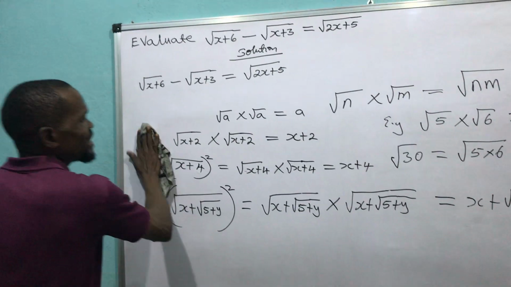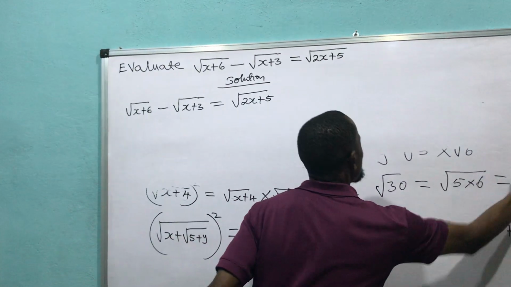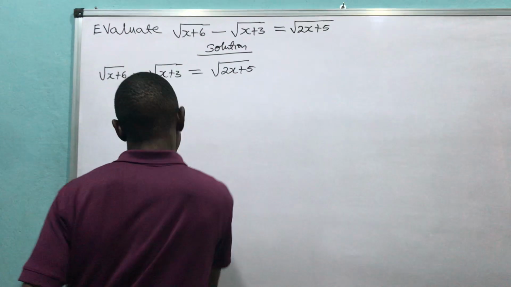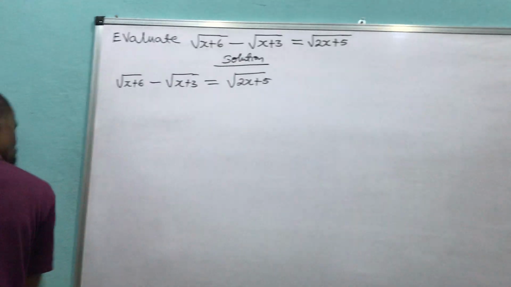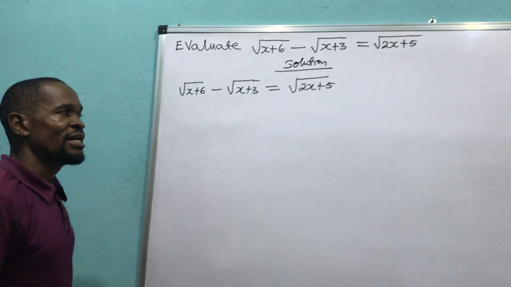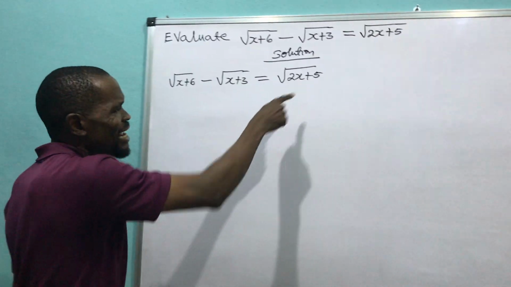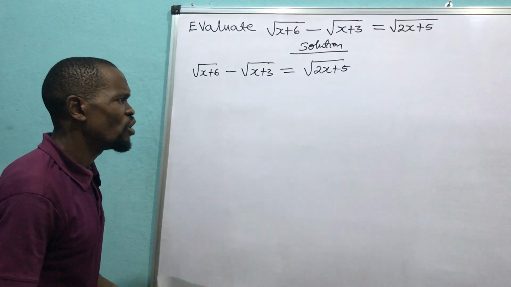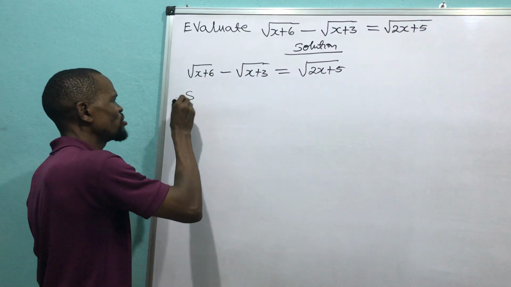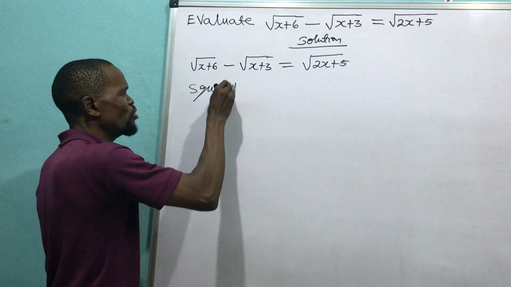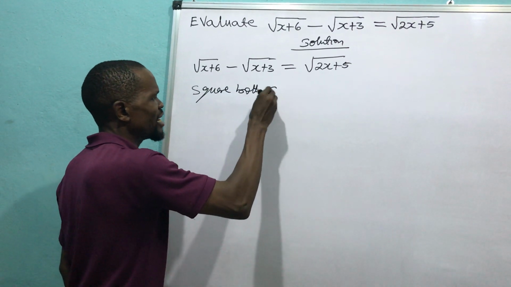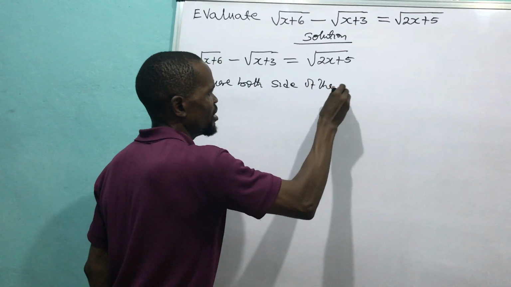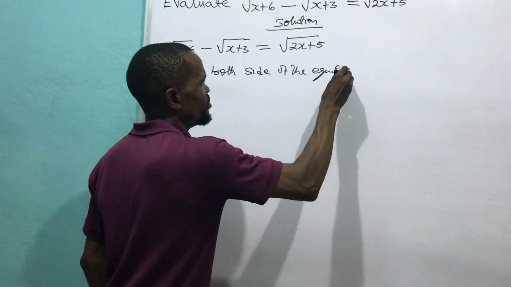These two things I explained now are what we are going to use to solve this problem. Now, the terms I'm looking for are inside the roots. For me to get them, to release them, I will square both sides of the equation.